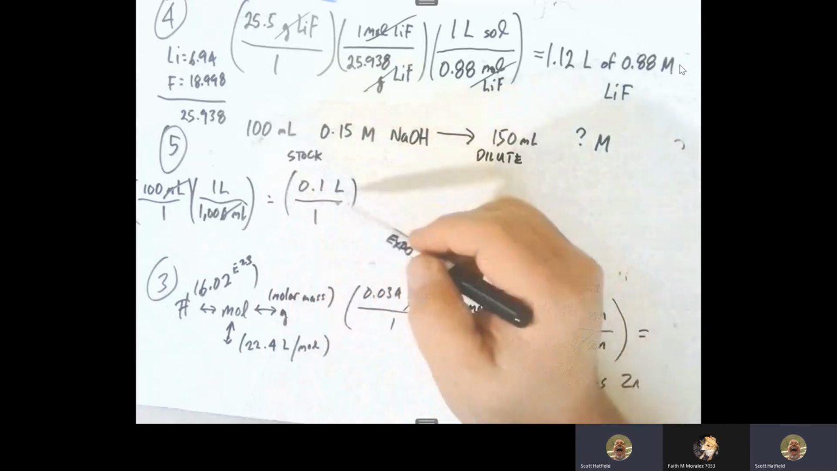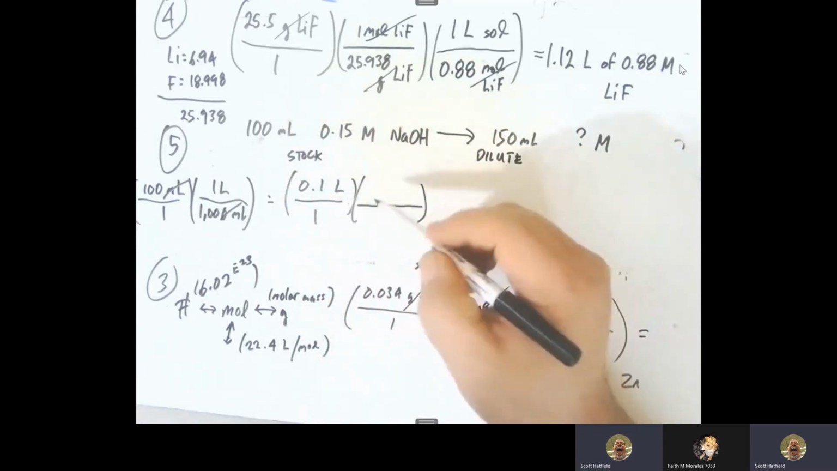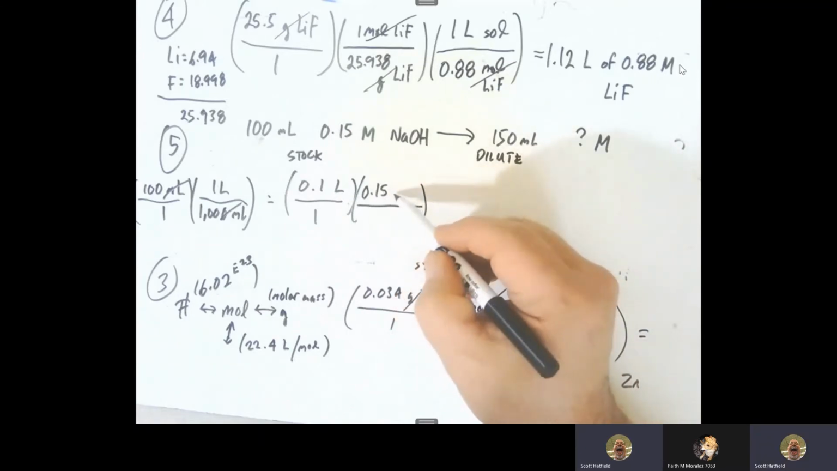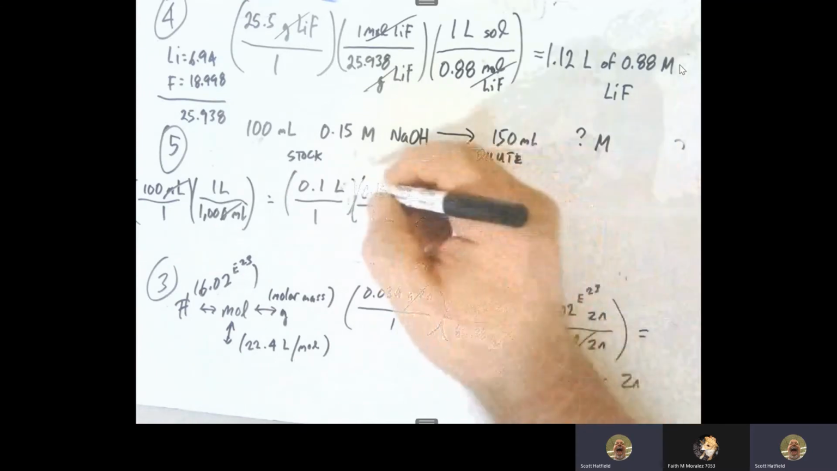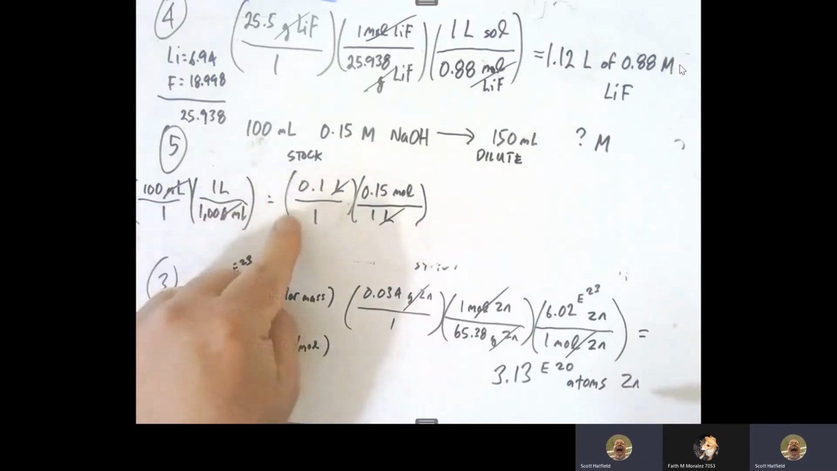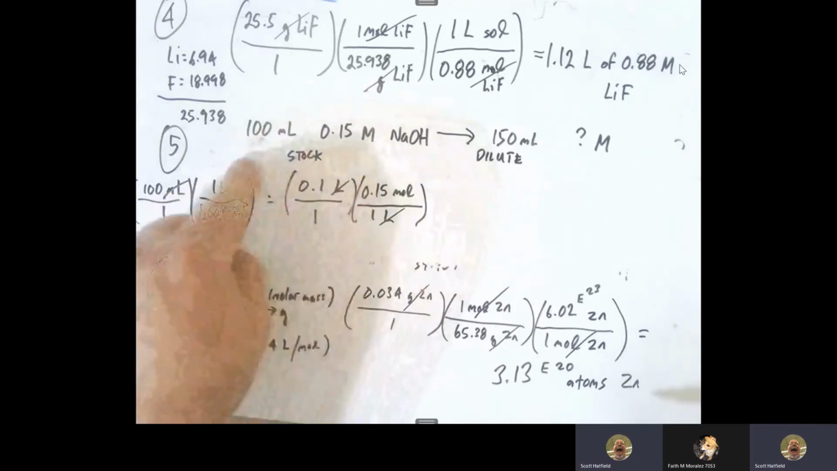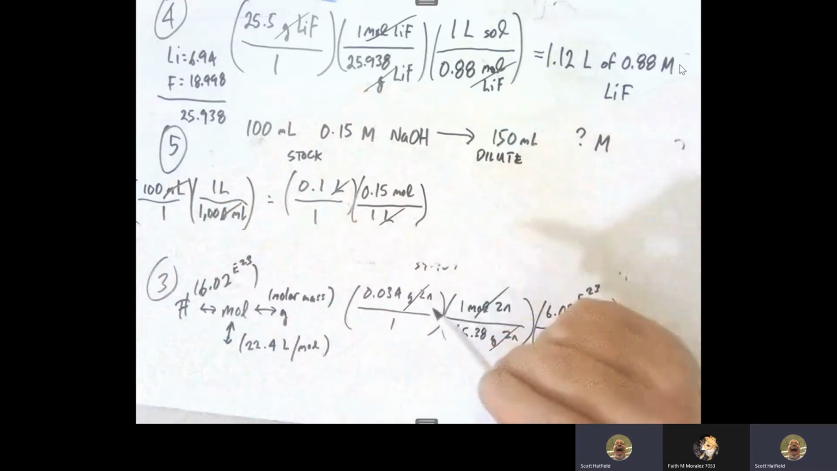Now, once we know that 100 mils is 0.1 liters, we can use the molarity to figure out how many moles are there. Because, again, molarity just means moles per liter. So I've got 0.15 moles of sodium hydroxide per 1 liter of sodium hydroxide. And you can see how nicely the liters will cancel out, right? So again, first we converted the 100 mils into liters. Now we're multiplying, instead of 100 milliliters, 0.1 liters times molarity. And liters times moles per liter, the liters are going to cancel out, and our answer will be moles.